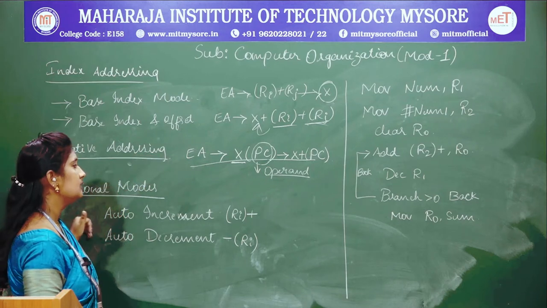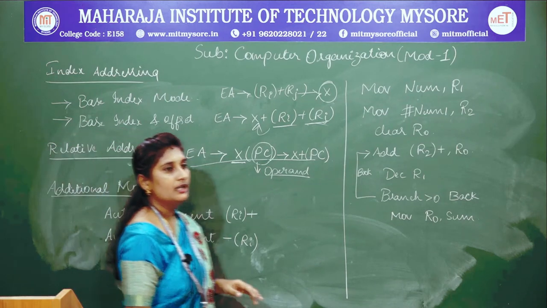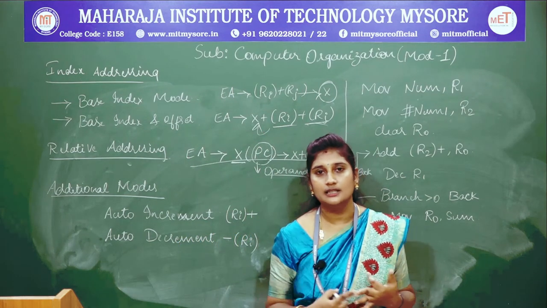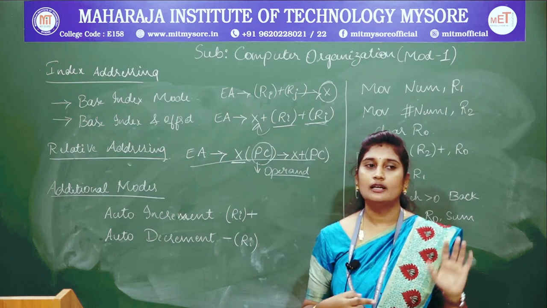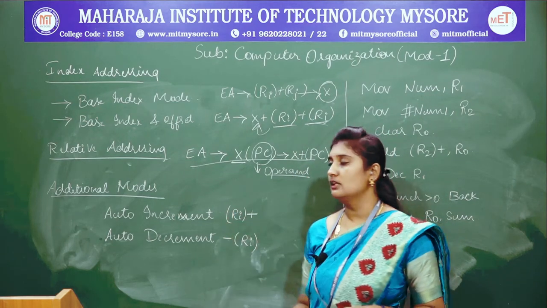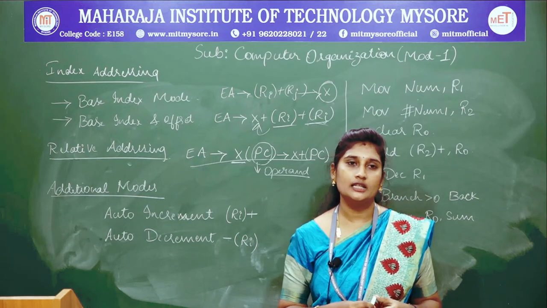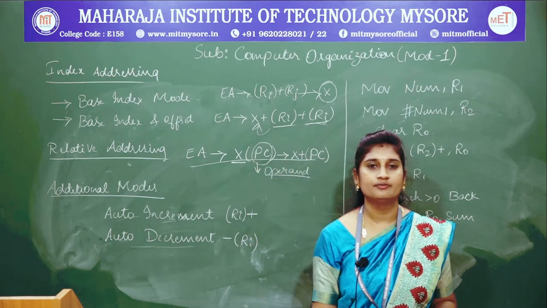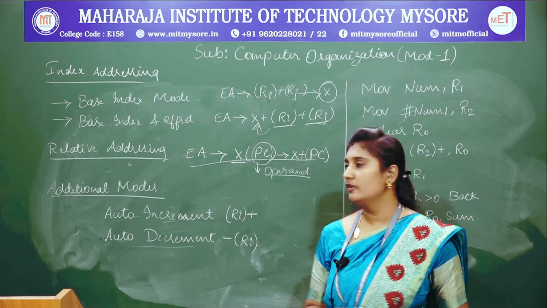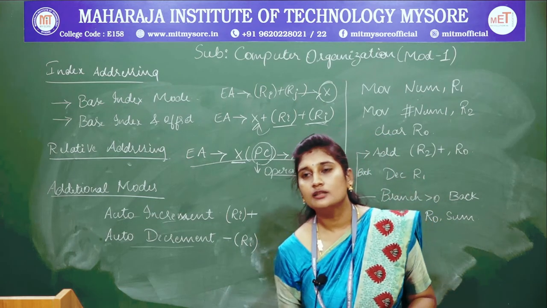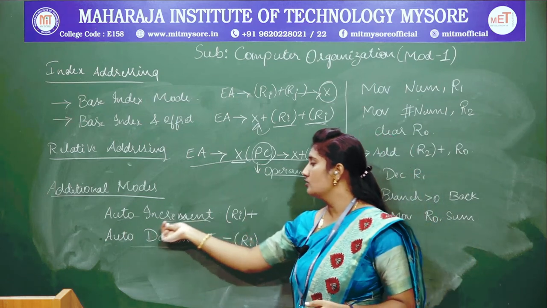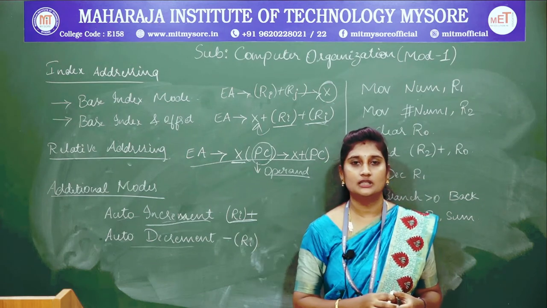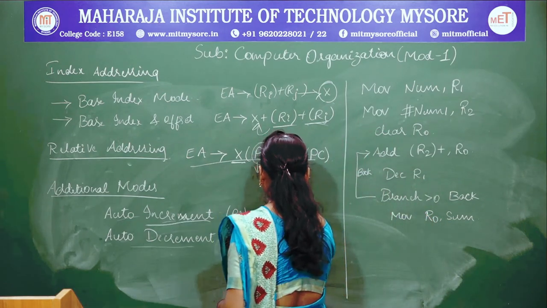Fine. So the last type of addressing mode is the additional modes. These are some of the basic addressing modes, that is immediate, direct, indirect, index as well as relative addressing mode. Besides these addressing modes, you will have two more additional modes, that is auto increment and auto decrement. There is not much difference between auto increment and auto decrement mode. The auto increment mode is used to increment the general purpose register to find out the effective address.